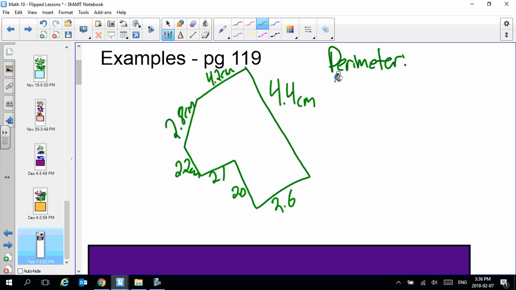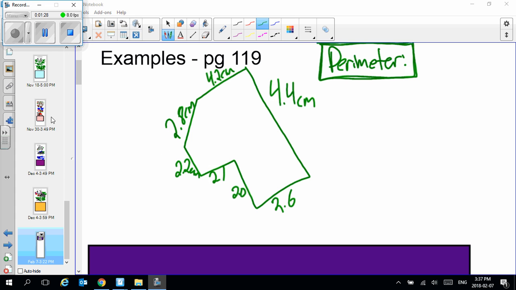Now this might be reviewed from grade 9. It should hopefully be reviewed from grade 9. Perimeter is the edges of a shape. They basically want to know the total distance around a shape. I always call it you want to build a fence around something.